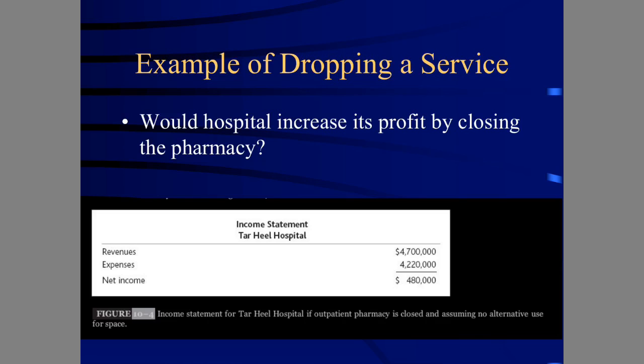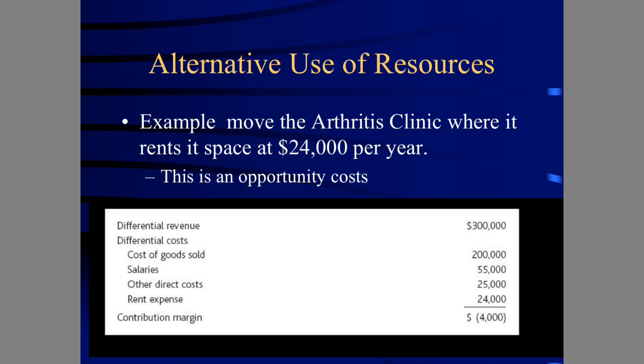That means the $20,000 would come off the net income of the total hospital's income statement. So even though they're losing $10,000 in the outpatient pharmacy, they're going to lose a total of $20,000 from the revenue that was coming in from that. So it might not be a good idea to close it.